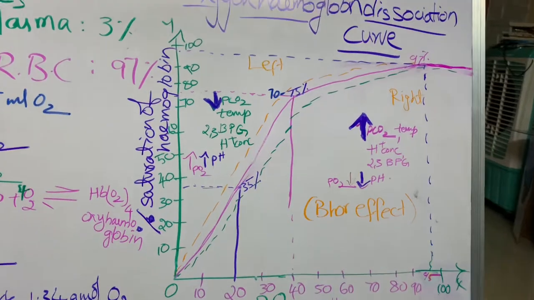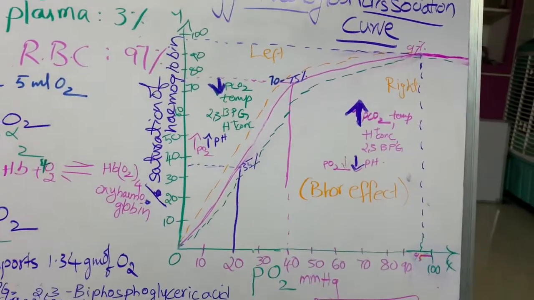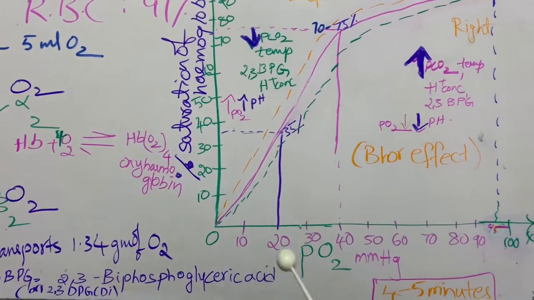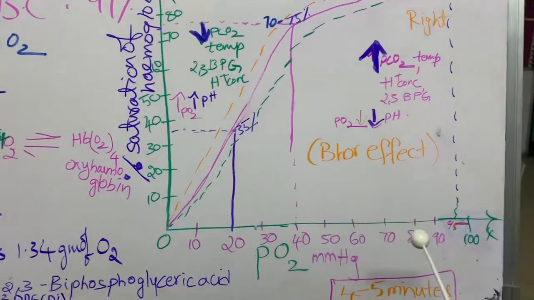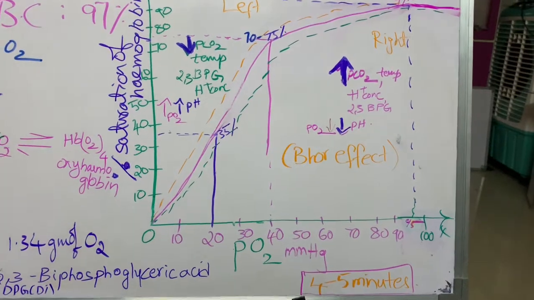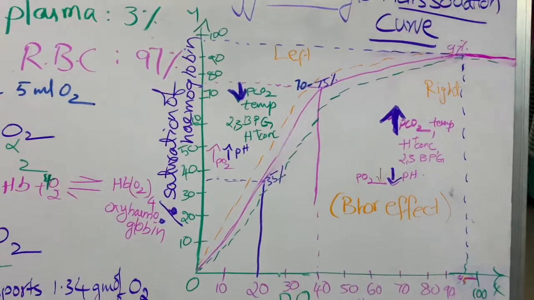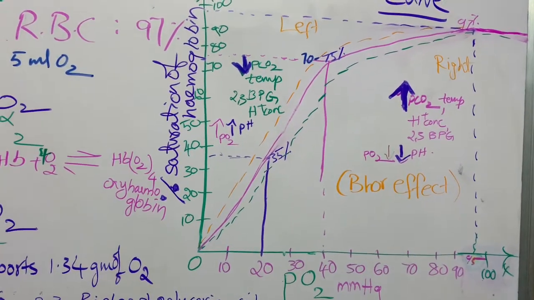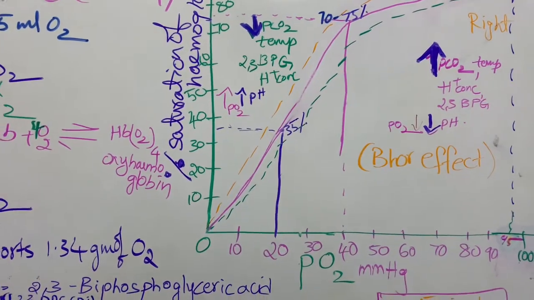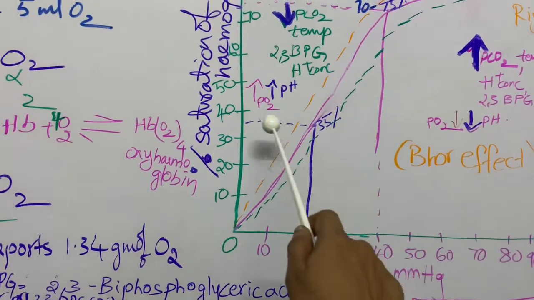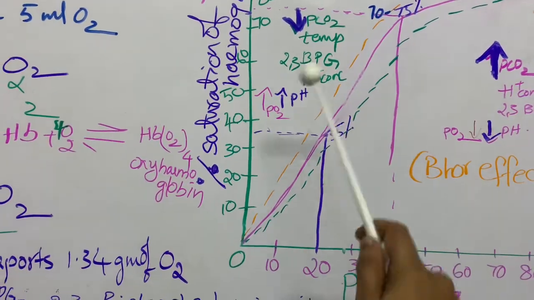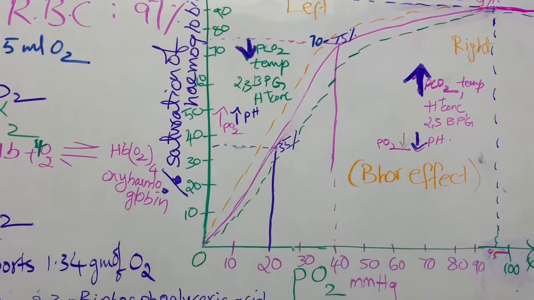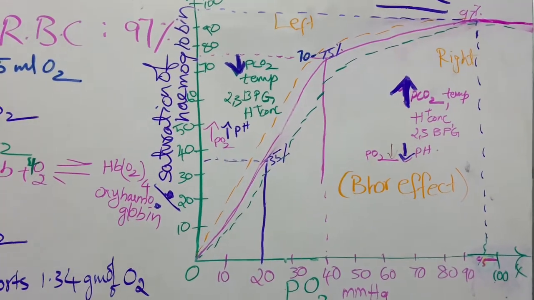In this curve, we are interested in 3 partial pressures of oxygen: 20 mmHg, 40 mmHg, and 95 mmHg and above. A partial pressure of 20 mmHg occurs in the active muscles. When we are doing exercise, in the muscles the partial pressure of oxygen is only 20. At that time, only 35% of hemoglobin is saturated. The remaining oxygen is unloaded to the active tissue, that is the muscle.